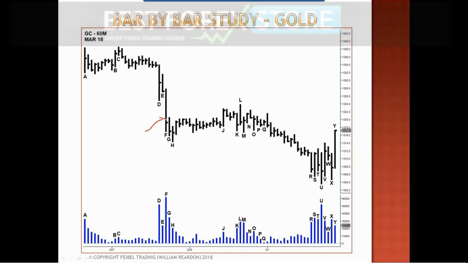Bar F. Highest volume on the chart with the widest spread. That closes weak, practically on the lows. Supply has overcome demand on this bar. The force of selling is clear. The thrust has increased. We're driving down.